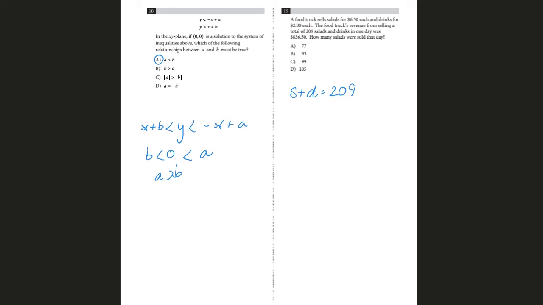And I wrote this equation by myself. The next value that they've given us is the total revenue, basically how much was earned. If one salad costs 6.50, the total amount of money earned by the salads would be 6.50 times S, plus the total amount of money earned by drinks would be 2 times D, and you will get the total as 836.50. You will solve this and you will get the number of salads as 93. So your answer here would be B.